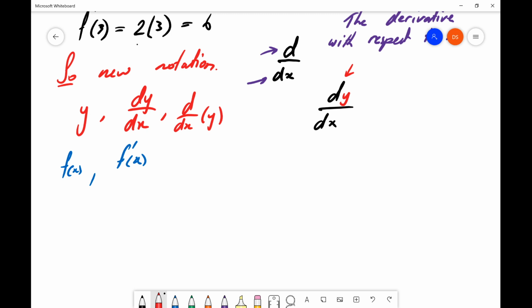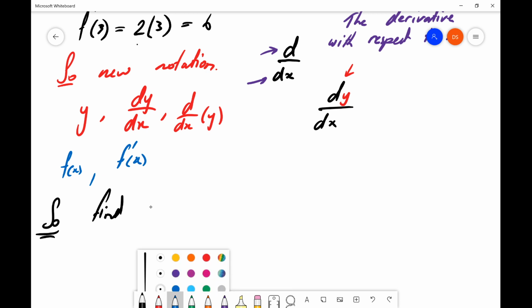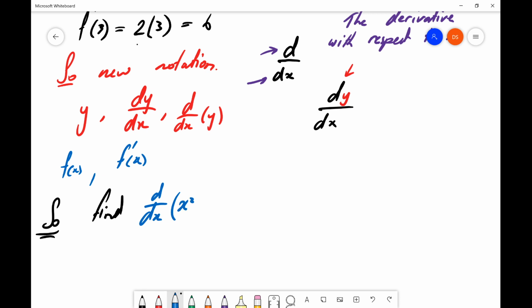Okay? You're like, okay, let's do some interesting things. So find d by dx of x squared. Differentiate with respect to x that function. It's 2x. This is called the differentiation operator. It's a really awesome way of doing things. And so this is the way I prefer to use it. Okay?